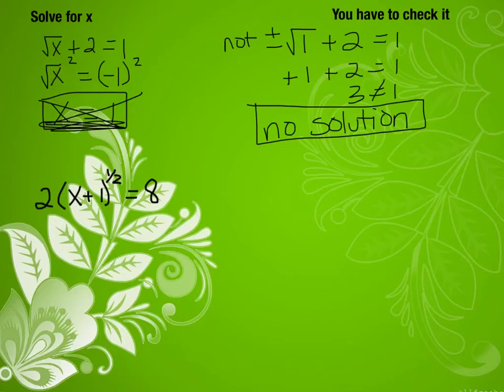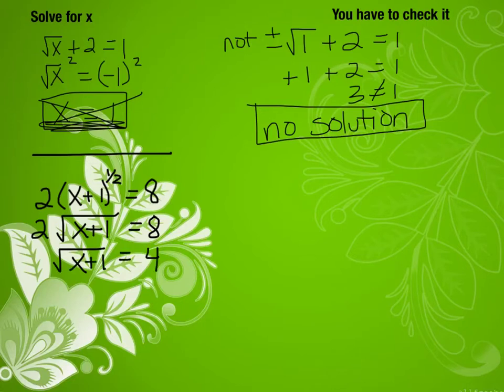All right, next problem. 2 times x plus 1, all to the 1/2 power, equals 8. Now, do y'all remember what that 1/2 power means? I hope you do. It's the same thing as saying 2 times the square root of x plus 1 equals 8. So when we solve this, the first thing that we're going to do is divide both sides by 2. And we'll have the square root of x plus 1 equals 4. And then we will square both sides. And when I say both sides, I always mean both sides.